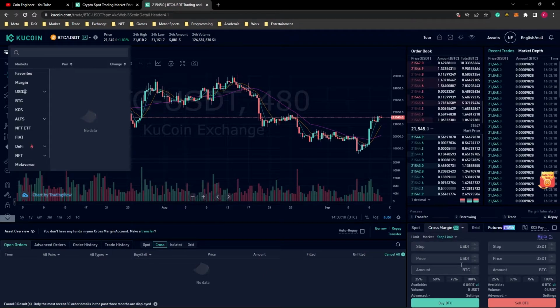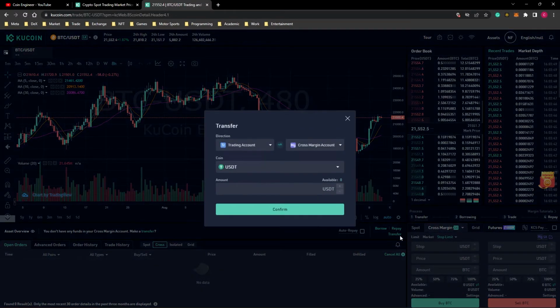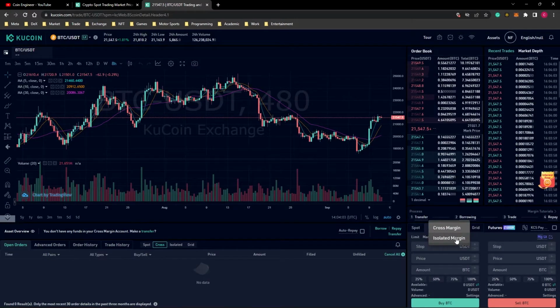Besides the risk factor, the order types are the same as the spot market. Here you can track your risk rate, total balance, and liquidation price if you have opened any position. In margin trading mode, you can loan money from the KuCoin Exchange and later pay it back with interest. You can transfer your assets to your margin account by clicking this transfer button and selecting which coins to send. Here we have the cross and isolated options.